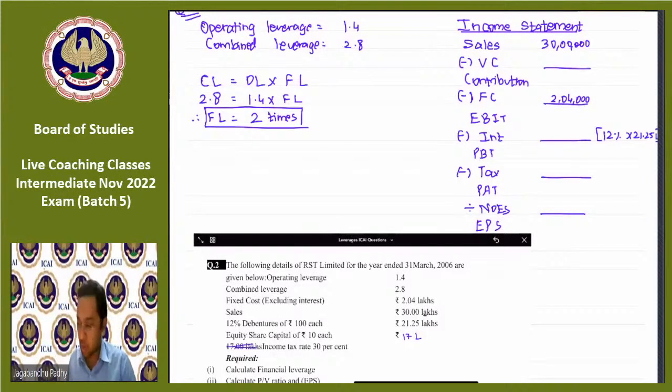12% of 21.25 lakhs should give you the interest as 2 lakh 55,000. The number of equity shares is 1 lakh 70,000. This is what we have in the question. I need to compute the rest of the things, the other things.